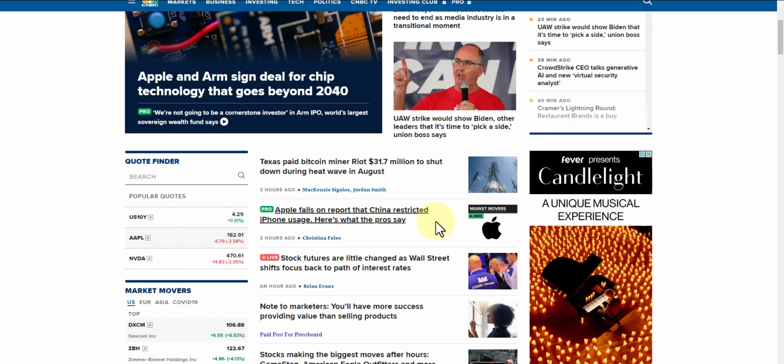So China has gone ahead and restricted iPhone usage. That's right. So Apple shares took a hit today, and the question is, will they continue to drop more, or is it just a short-term blip? So let's take a look at the charts.